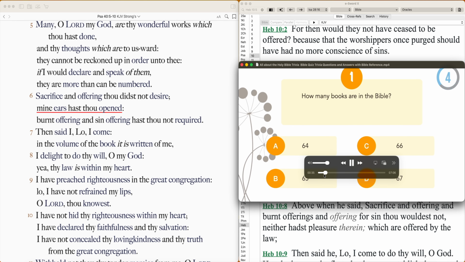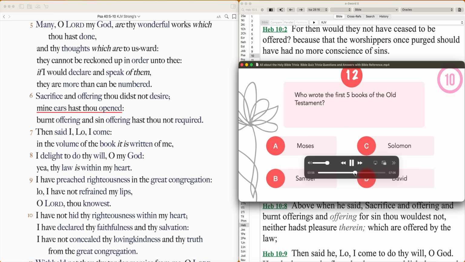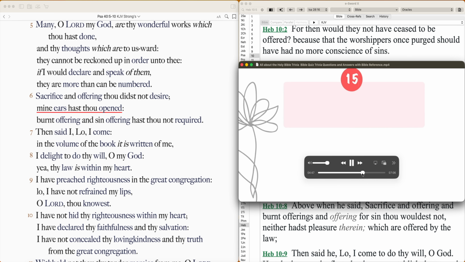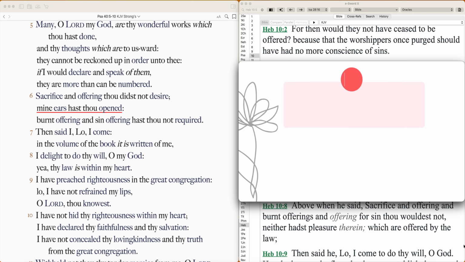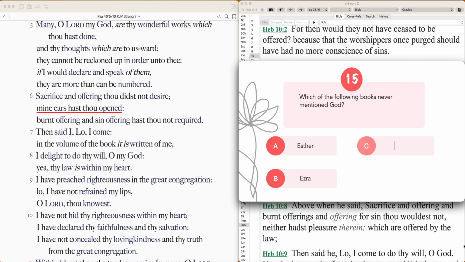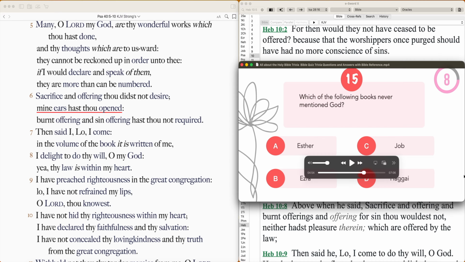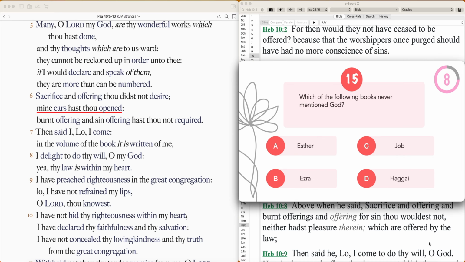Got all these questions, but I'm gonna skip down to the 15th question. Question number 15 is what shocked us all. Okay, it says, which of the following books never mention God? I'm gonna pause this. Which of the following books never mention God?